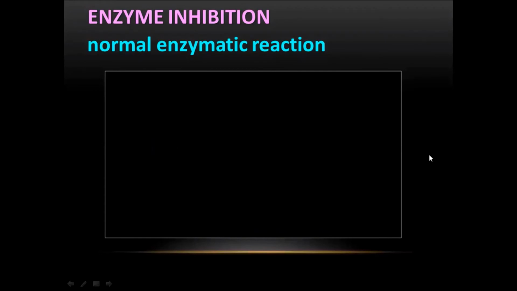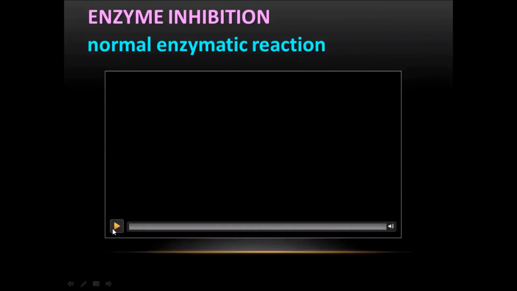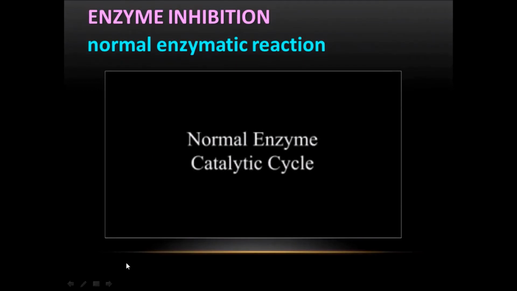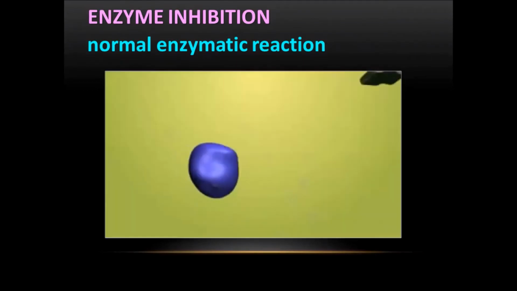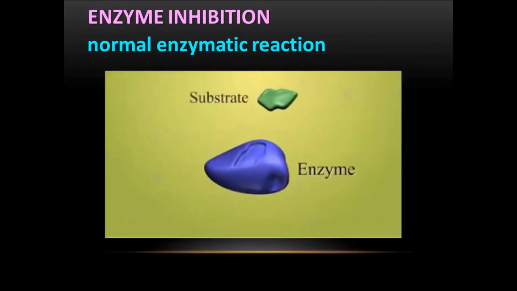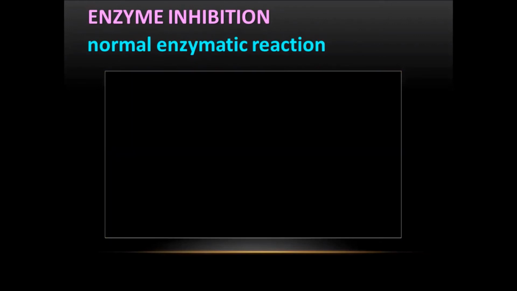Enzymatic reactions can also be regulated by the cell in the presence of specific molecules known as inhibitors. But let us recall first how a normal enzymatic reaction occurs. During the normal enzyme catalytic cycle, the substrate encounters an enzyme with a specific active site to which it binds, forming an enzyme-substrate complex. The enzyme then facilitates the breakdown of the substrate to its products, which part from the enzyme, leaving the active site free to catalyze another substrate as the cycle begins again.